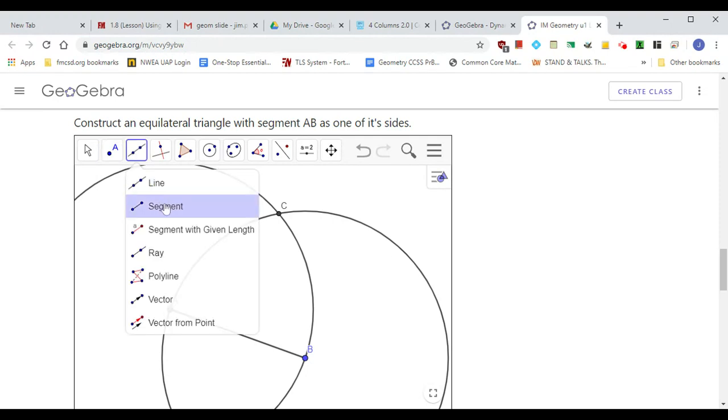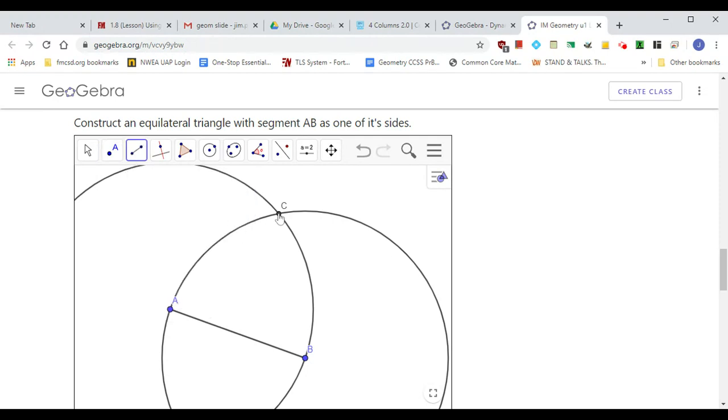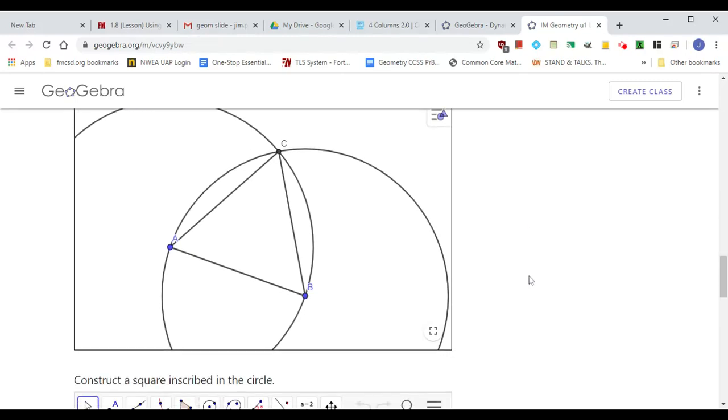Let me use, so I've got to click on that, go to the segment tool. From A to B is going to be the same distance as B to A because they're both radii of circle B. And then the segment from A to C is the same as A to B because they're both radii of that circle. And we have the equilateral triangle.